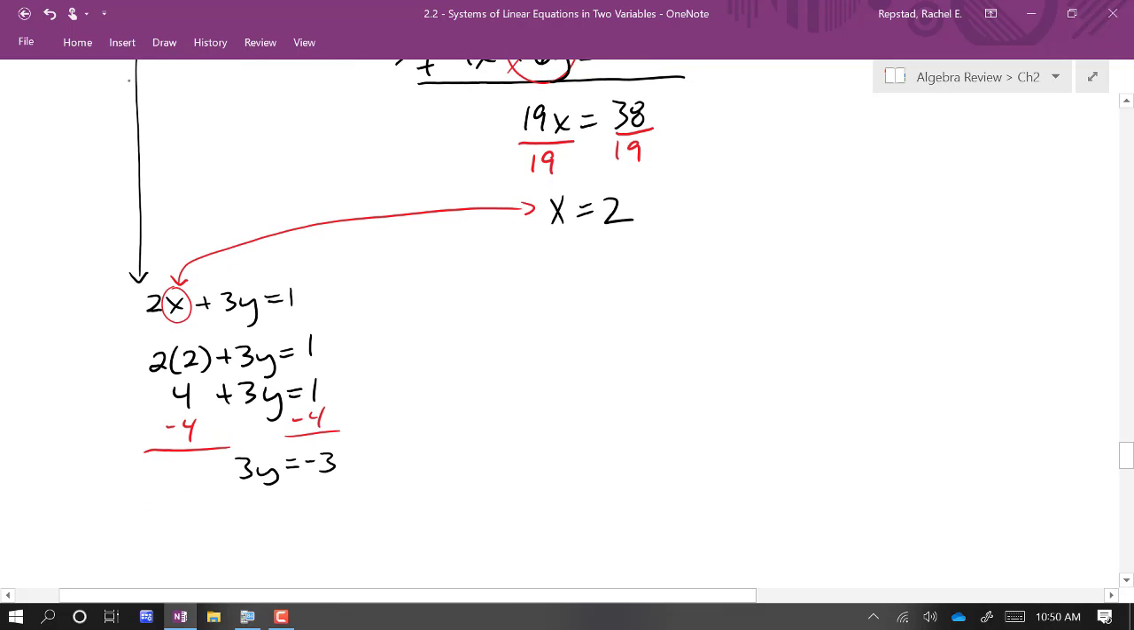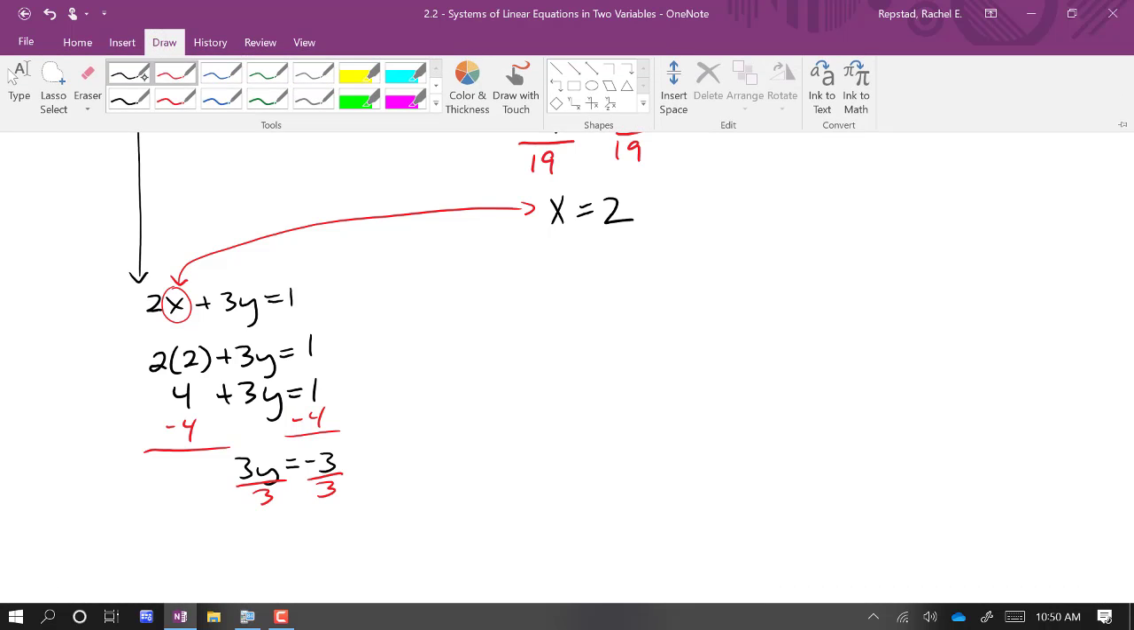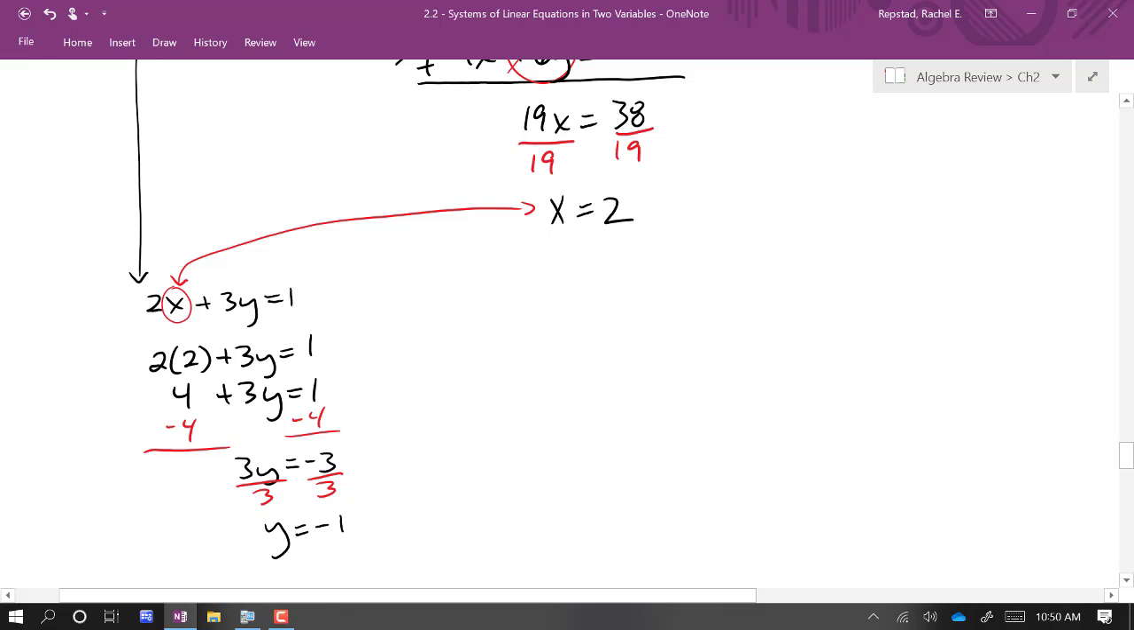And dividing both sides by 3 gives us y equals -1. So my solution to the system is the pair of values, x equals 2, y equals -1.